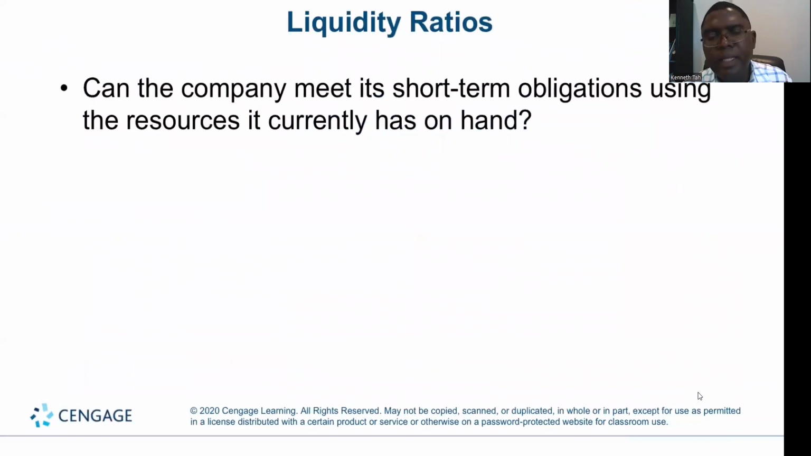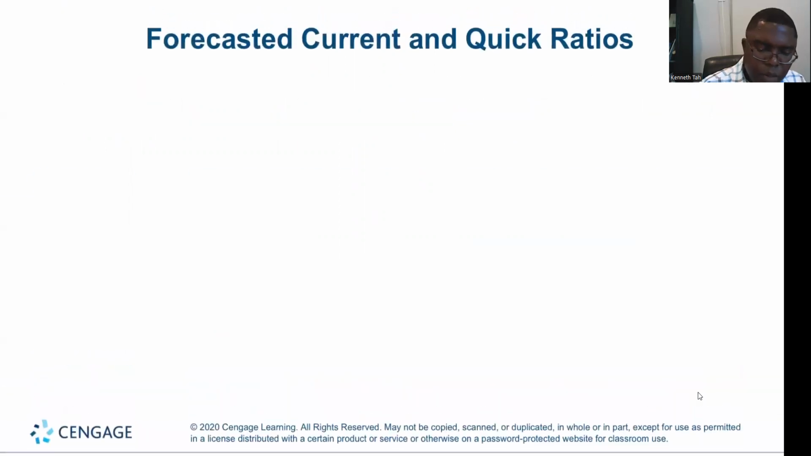All right, so we have seen asset management ratios. The next set of ratios we want to look at is what we call liquidity ratios. It answers the question, can the company meet its short-term obligations using the resources it currently has on hand? Are they able to service their short-term obligations? That is liquidity ratios. There are two major liquidity ratios we want to look at.